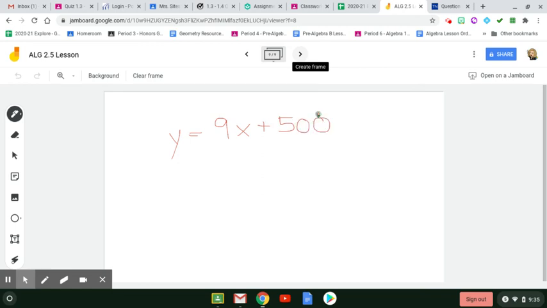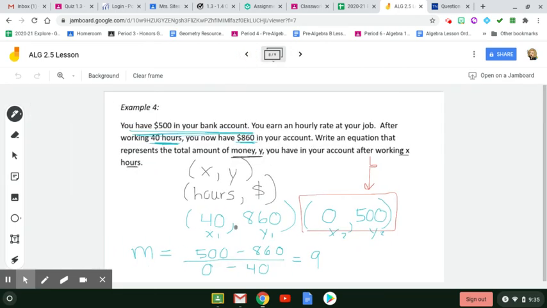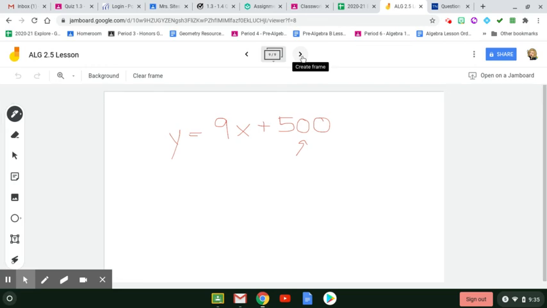Okay, so let's see what this actually means. I start out with $500, right? So that's what this part is. And then I am going to get $9 per hour is what that would mean. Okay, so if we think about it, let's check to see if this makes sense. So the ordered pair that was given to us in the problem is if I work 40 hours, I'm going to get $860. So let's just make sure that this one makes sense.